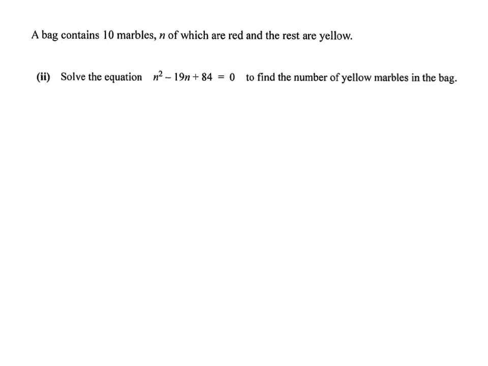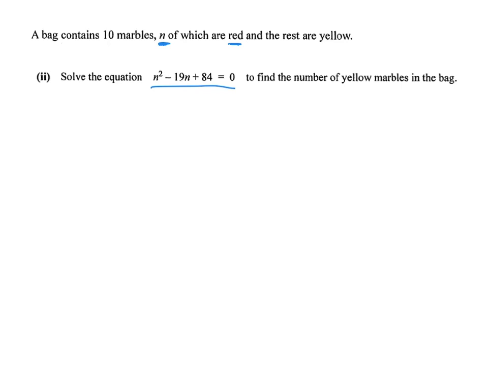Part C part 2 says, solve the following equation to find the number of yellow marbles in the bag. Let us recall a little bit. The bag contains a total of 10 marbles, n of which are red. So if we were to solve this equation, we are going to find n, and n is the number of red marbles. How are we going to find the yellow? So we need to take 10 minus n to find the yellow marbles.